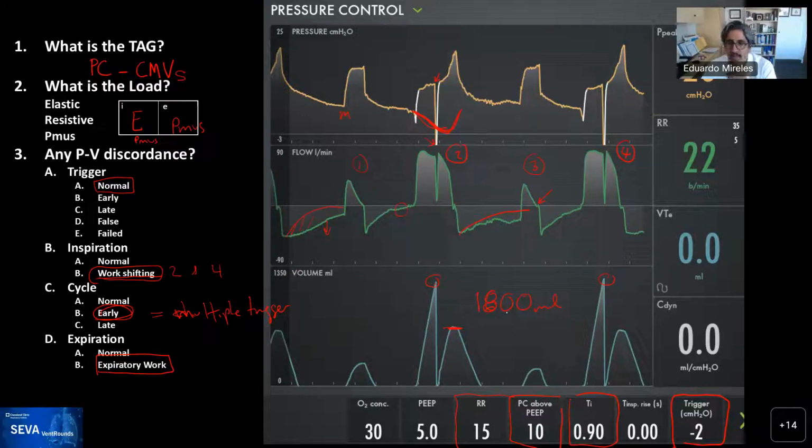Very good. So there's a comment from Ariel that the effort is so strong that even the patient doesn't release any of the flow. So actually you can see that there's the release, but it doesn't cross the baseline. So that's a good observation, Ariel.